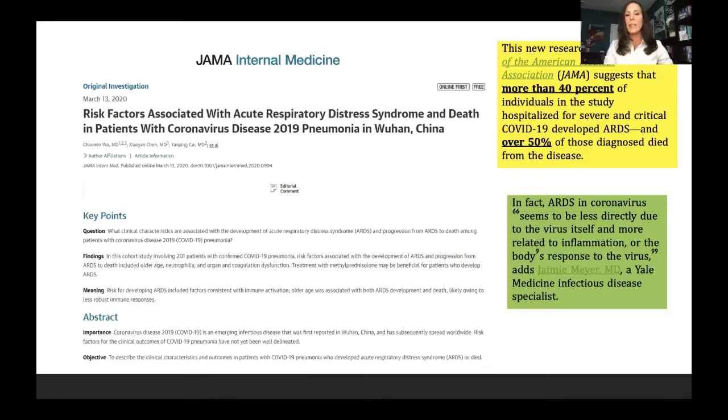So again, the cytokine response from COVID-19 can create lung inflammation and damage. And it isn't very classical, which I'll tell you about in a few minutes. The patterns that we see, they're very, very interesting. It seems that this ARDS in coronavirus is less directly due to the virus itself and more related to inflammation or cytokines in the body's response to the virus. And again, many of you have read this and know this very clearly.